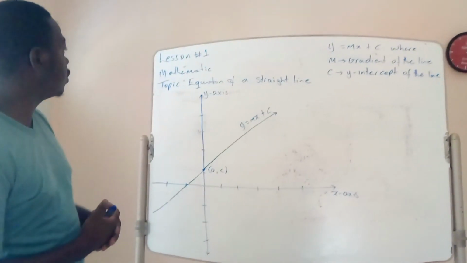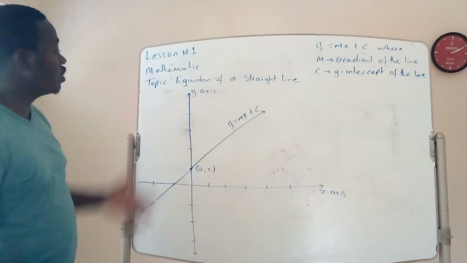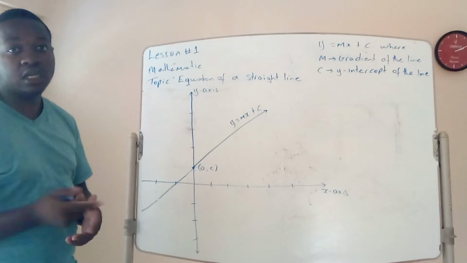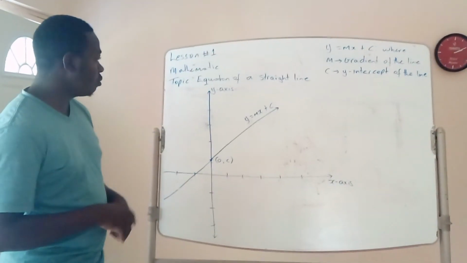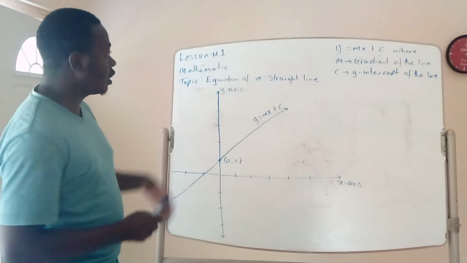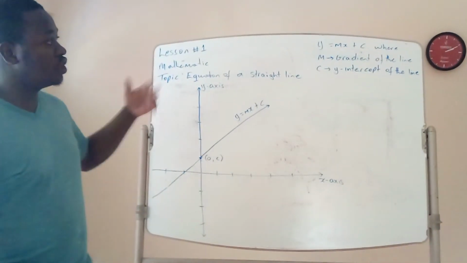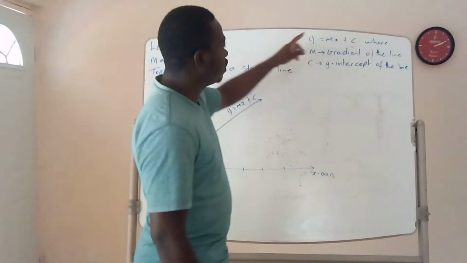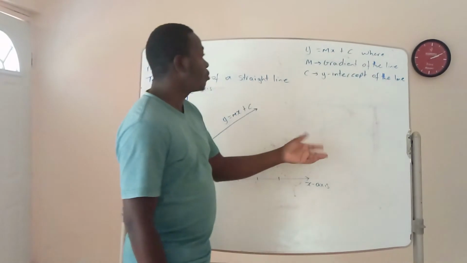Today we are going to do a grade 9 lesson. This is lesson number 1. The topic that we are going to focus on today is equation of a line, right? Now, before I get into it, there's just some general things that you need to know, which is the general equation of a line. And the general equation of a line is y equal mx plus c, right?